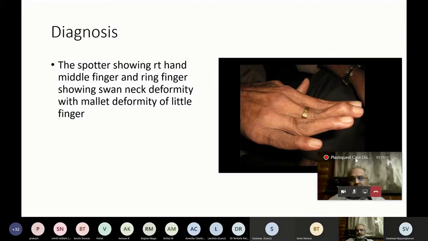Many people have something like intrinsic plus fingers. If they forcefully extend, many people will have this kind of mild extension, Swan neck like. But we'll stick only to the middle finger. Okay, sir. Is that okay, Sandeep? Yes, sir. Middle finger alone.